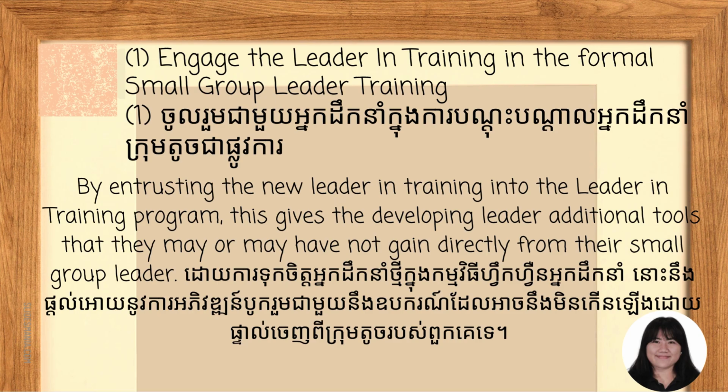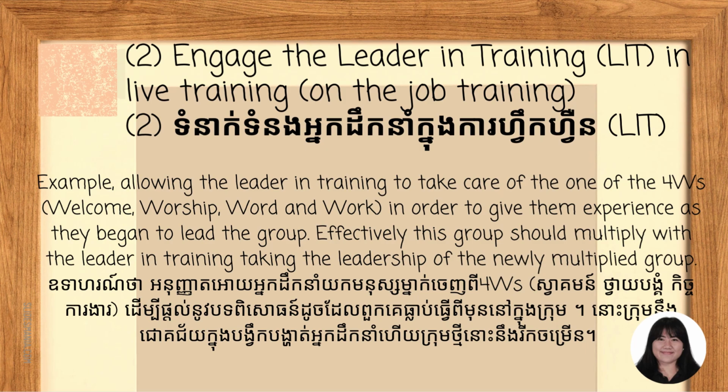It's also important that a small group leader intentionally gives leadership roles to the leader in training all throughout the time that they are in the training. Number two, engage the leader in training in live training. We call it on the job training. For example, allowing the leader in training to take care of one of the four W's, which we will discuss later on, in order to give them experience as they begin to lead the group. Effectively, this group should multiply with the leader in training taking the leadership of the newly multiplied group.